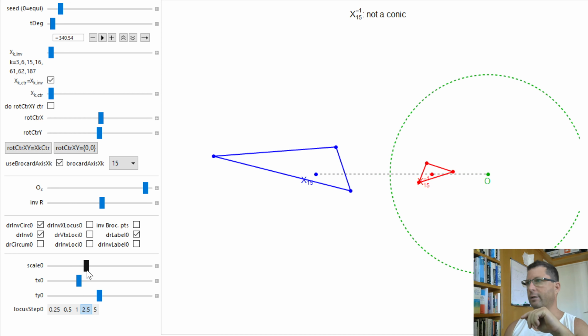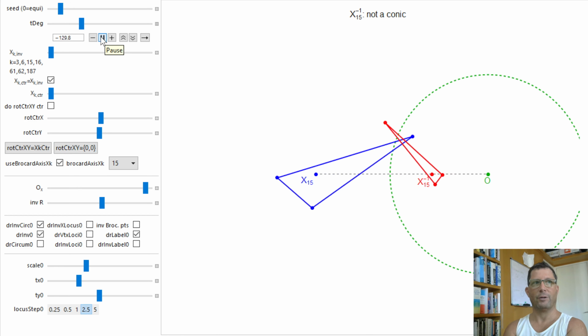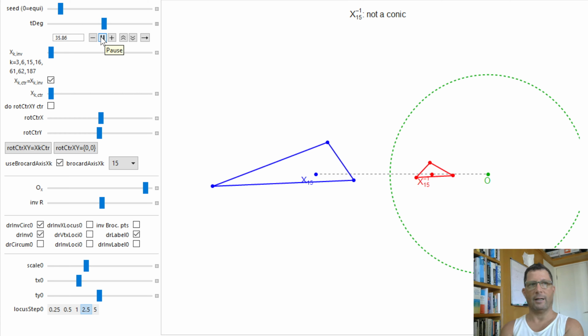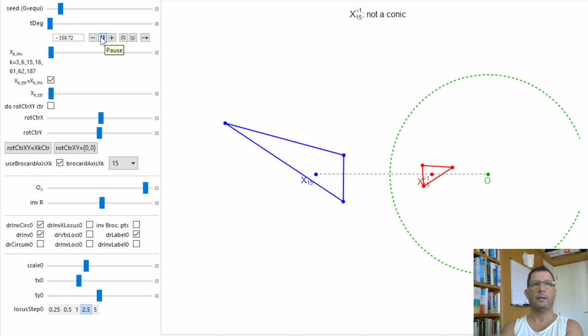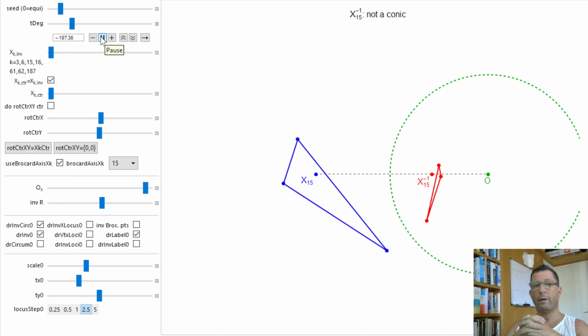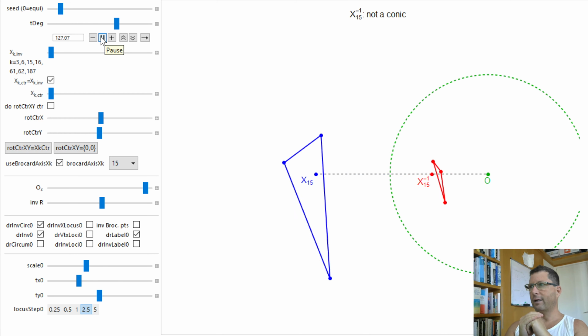Now, the first thing you notice here is that X15 to the minus 1, which represents the first isodynamic point of the inversive triangle, the red triangle, is collinear with the center of inversion and the first isodynamic point of the blue. Now let's rotate the blue. So you get this beautiful phenomenon, which we saw before in a previous video, when on the left side I had the symmedian X6 and on the right side I had the symmedian of the red. The same thing seems to be happening here for the first isodynamic point in this particular configuration of the inversion circle.